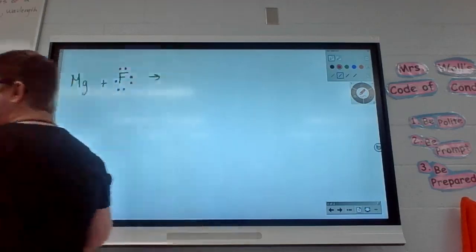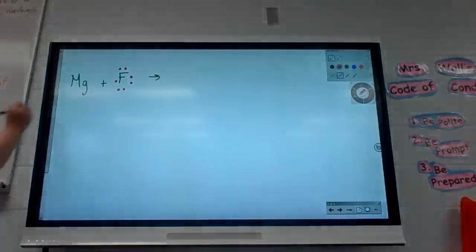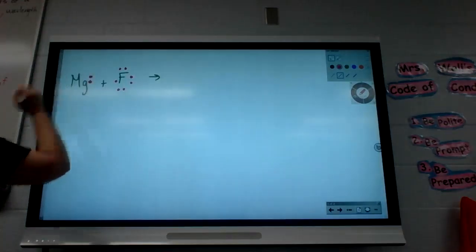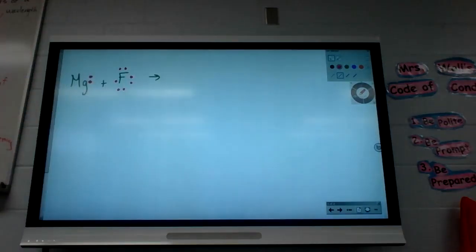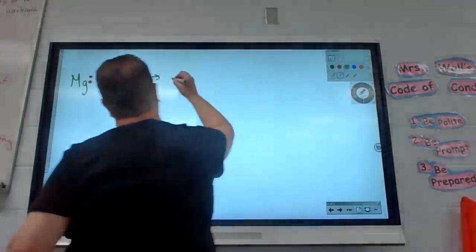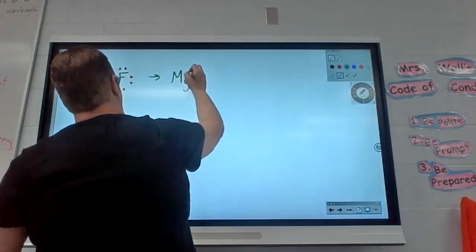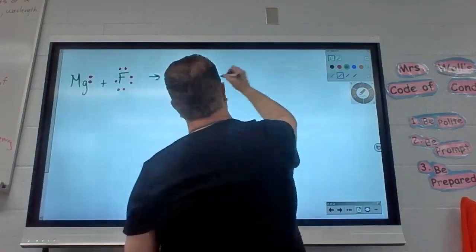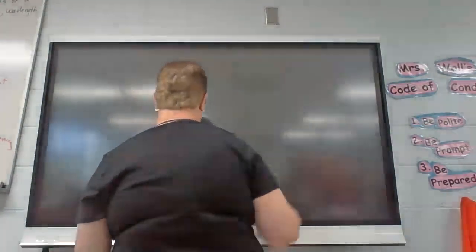Okay. How many does magnesium have? 2. Okay. All right. So, what's going to happen? Kick an electron out. She's going to lose one. No. Lose 2. Yeah. Easier to lose two. Magnesium will lose 2 electrons, right? Yeah. And fluorine.